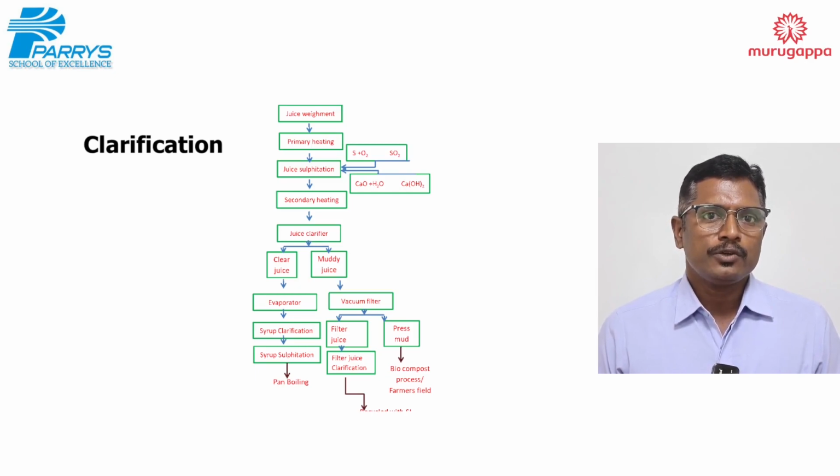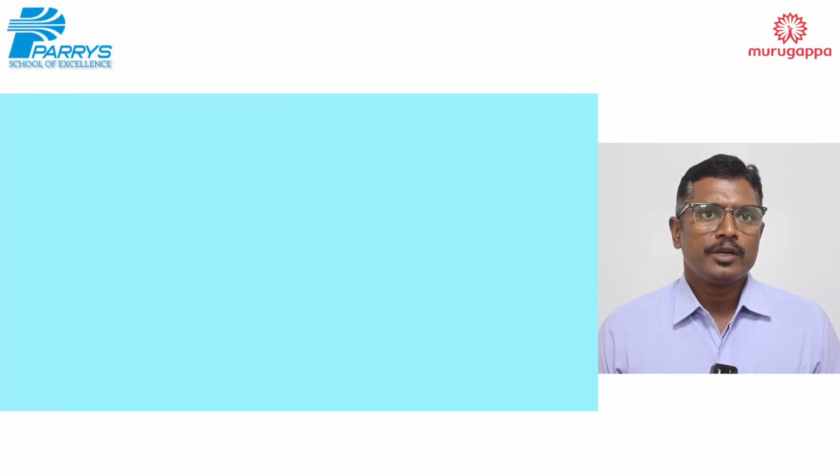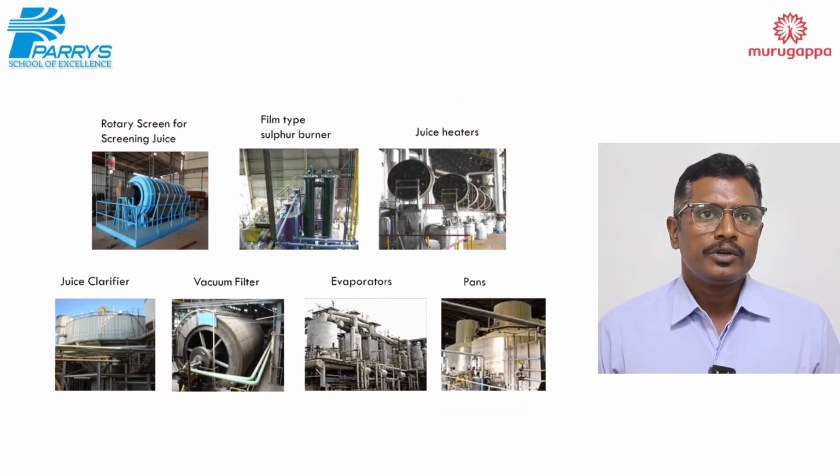Muddy juice is sent to vacuum filter, where the filter juice is sent for reprocess and the mud or filter cake is sent for manure to farmers. These are the pictorial representations of rotary vacuum filter, sulfur burners, juice heaters, juice clarifiers, evaporators and pans.